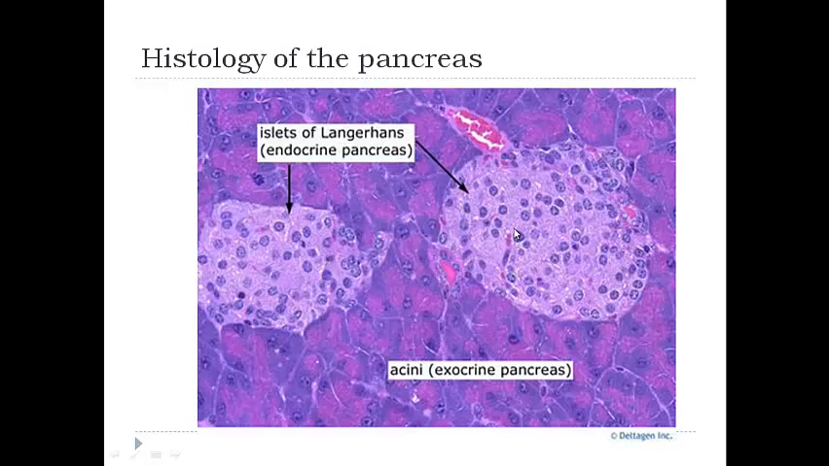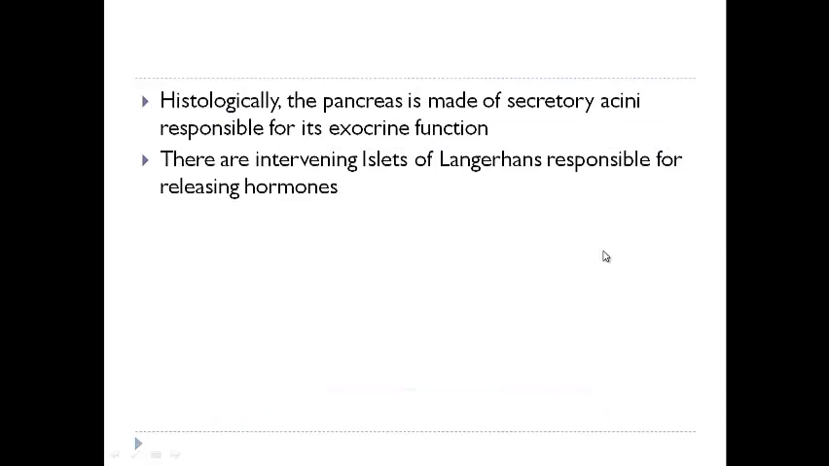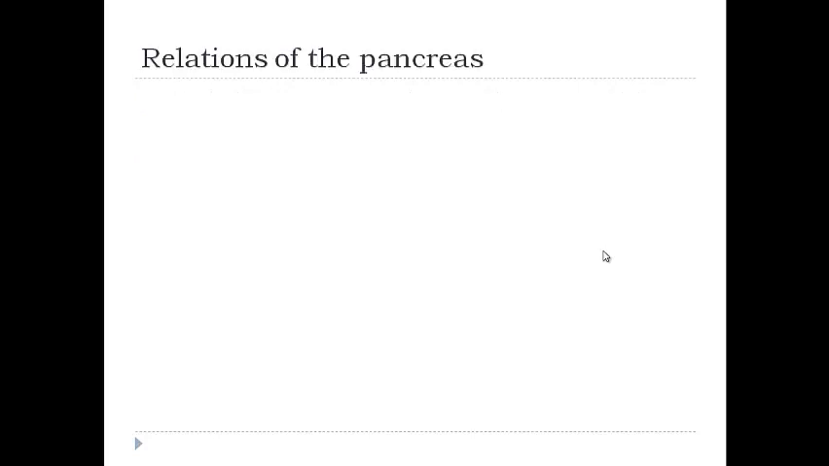These are where the hormones are released from the pancreas, and this is the endocrine portion of the pancreas. So histologically, the pancreas is made of secretory acini. These are usually groups of pyramidal cells that are packed together, and these are responsible for the exocrine function of the pancreas. And then in between the acini, you've got the islets of Langerhans. These are responsible for releasing the hormones of the pancreas.